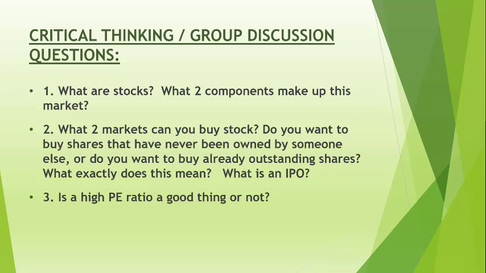So here are some critical thinking questions. What are stocks? And what two components make up this market? And what two markets can you buy stock? Do you want to buy shares that have never been owned by someone else, in other words, an IPO? Or do you want to buy already outstanding shares? What exactly does this mean? What's an IPO? Well, we've gone through that. And is a high PE ratio a good thing or not? Basically, you can see the answers if you look at the PowerPoints here. So these are discussions from what we've been talking about.